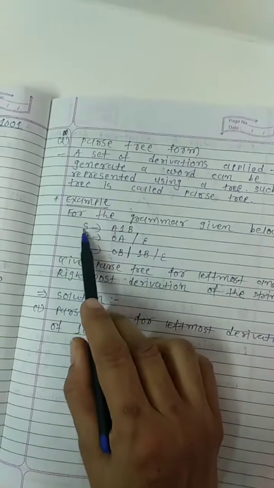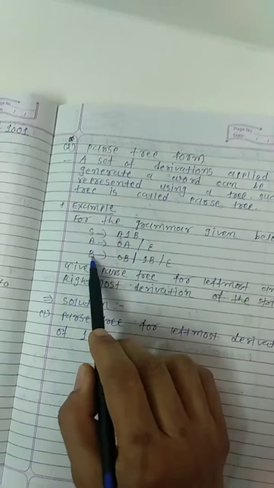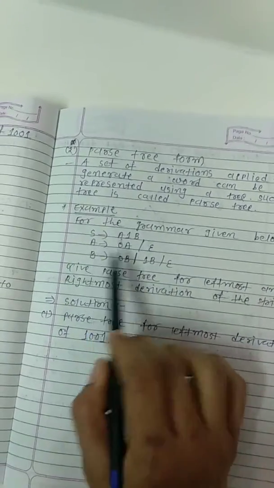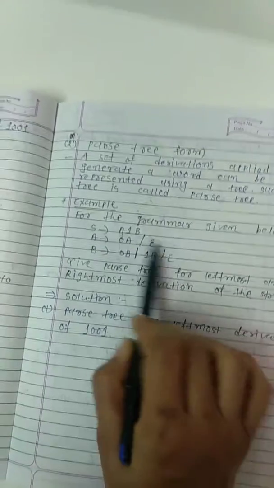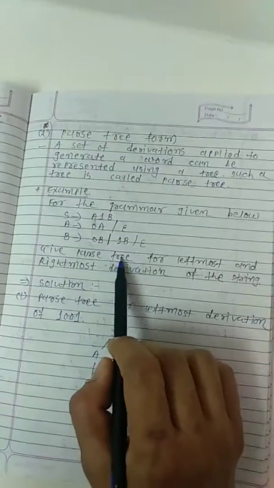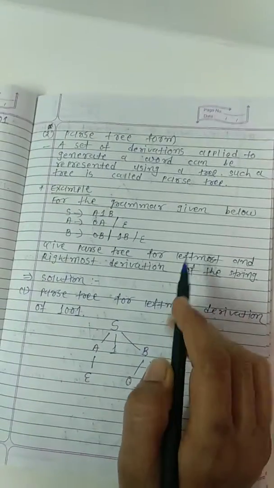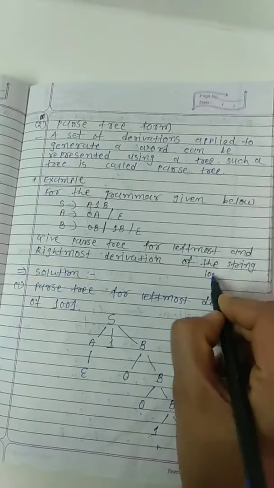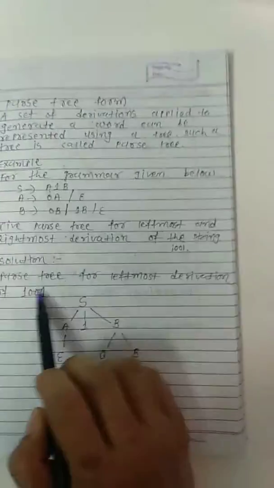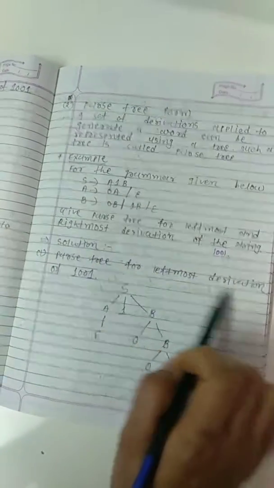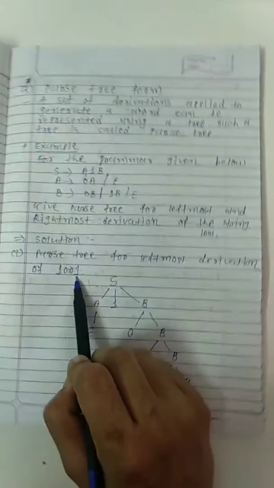In the example, we have been given three productions S, A and B, and the values of S, A and B are written over here at the right hand side. Give the parse tree for leftmost and rightmost derivation for the string 1001. Now we will see the parse tree for leftmost derivation of 1001.